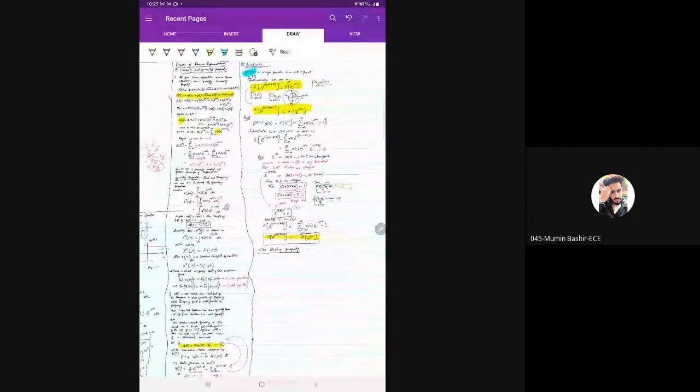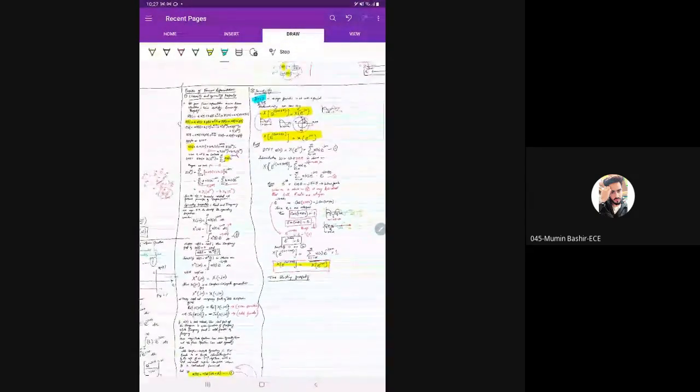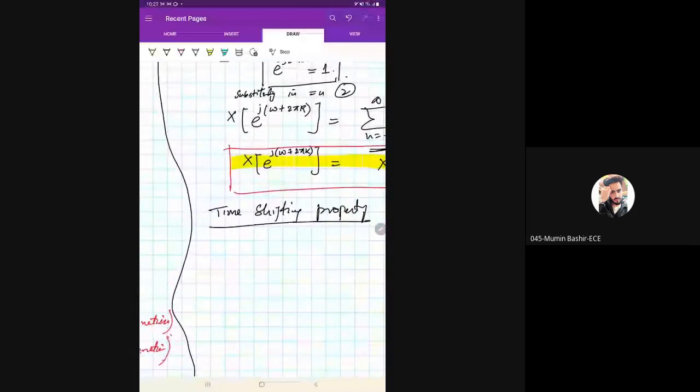Okay, so we'll go for another one. It is fourth property. Time shifting property. Okay, fourth one, time shifting property.